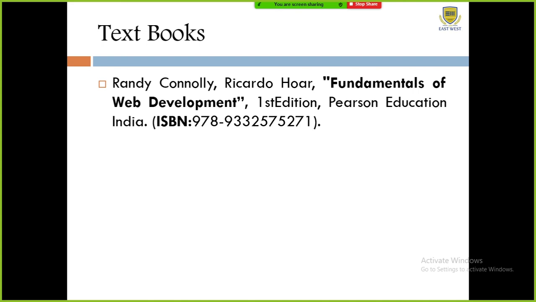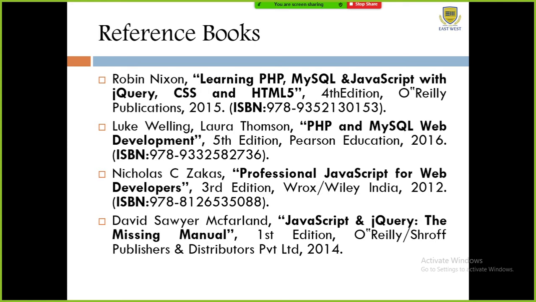The textbook that you need to read is Fundamentals of Web Development. This is the mentioned textbook meant for you to study, and there are various other reference books that you can observe on the screen. Learning PHP, MySQL and JavaScript with jQuery, CSS and HTML5 is the first reference book. PHP and MySQL Web Development is the second reference book. Professional JavaScript for Web Developers is the third, and the last one is JavaScript and jQuery: The Missing Manual. This is one of the books that you need to refer to for more understanding of your course.